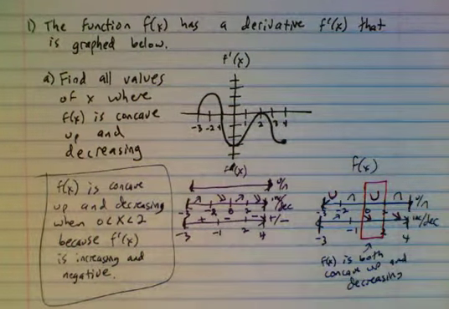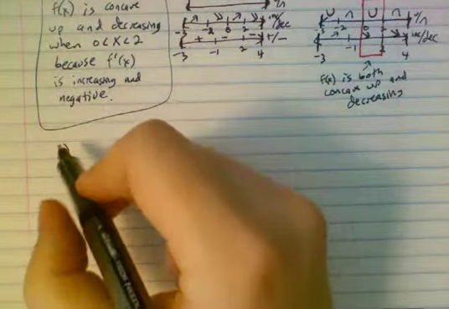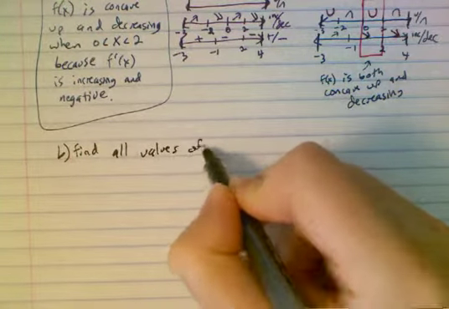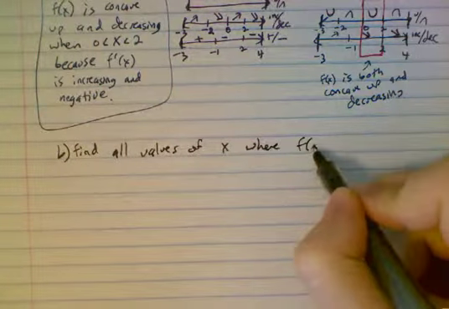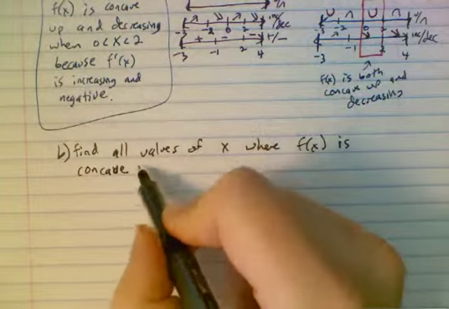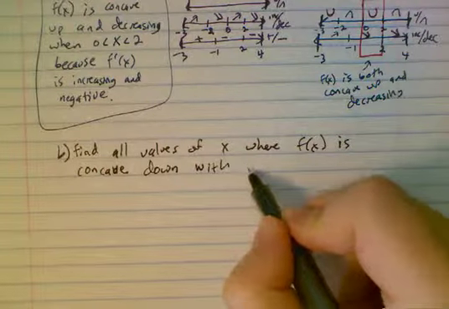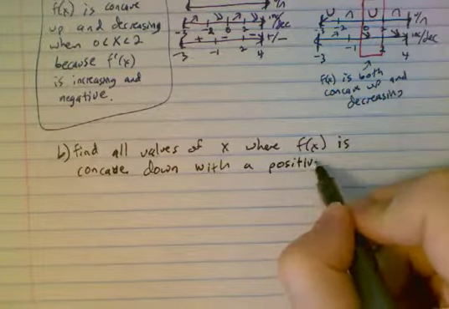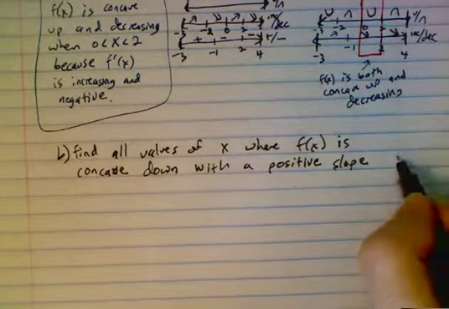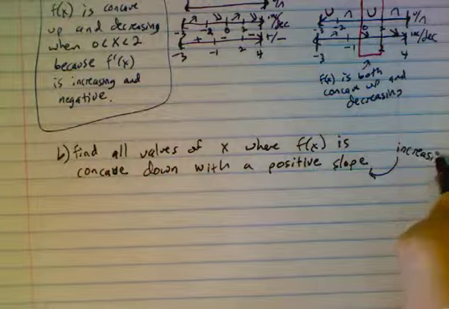We can also be asked this in a slightly different way. Find all values of x where f of x is concave down with a positive slope. So the key is just so you have to know what this is talking about. Positive slope, that means it's going like this, that means it's increasing.